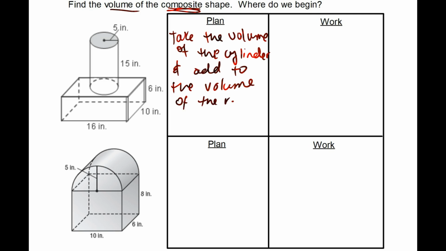Take the volume of the cylinder and add to the volume of the rectangular prism. All right, so that's what we're going to do. We're going to take the volume of the cylinder and add it to the volume of the rectangular prism. The volume of the cylinder, we've written this formula enough. I'm not going to write it this time because I don't want the video to be long, and I want y'all to get to your practice test because that's going to take some time.